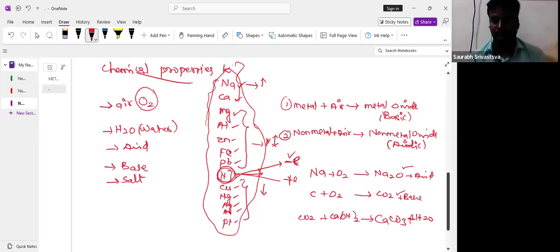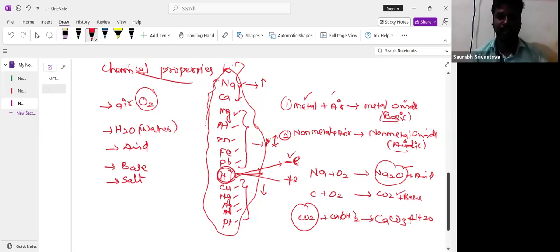So we can say that carbon dioxide is acidic in nature and sodium oxide is basic in nature. So acid will react with the base only. Base will react with the acid only. So that's why we are saying: metal with oxygen, metal oxide; non-metal with oxygen, non-metal oxide. So metal oxides are basic in nature, non-metal oxides are acidic in nature. So this concept you know.